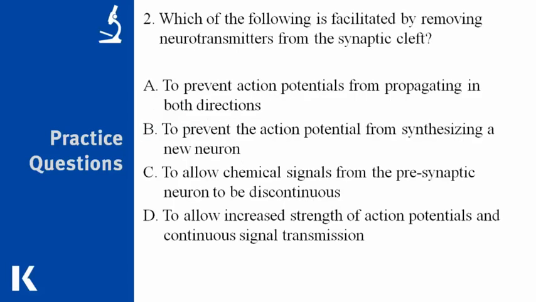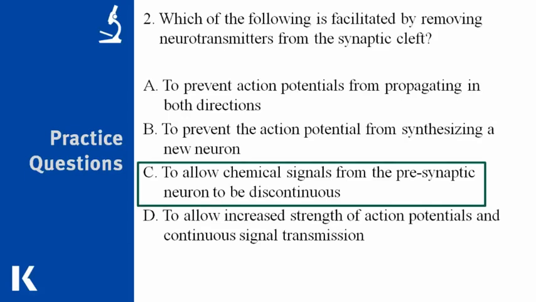Now we're asked to explain why neurotransmitters are removed from the synaptic cleft. Take a second and pick an answer. The correct answer is C. We don't want those neurotransmitters hanging around after they've already transmitted their signal. This allows for discontinuous signaling, which means that there are breaks in between signals.